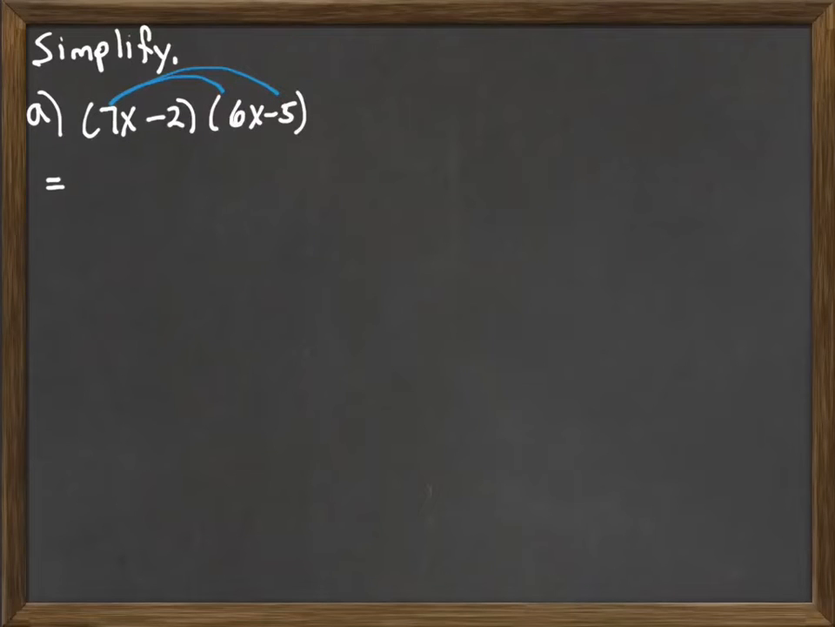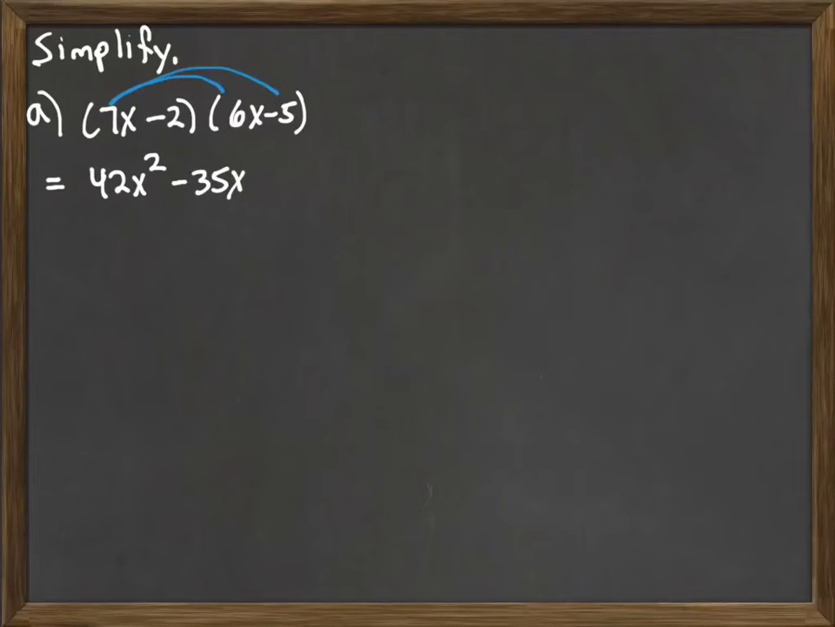So we do that. 7x times 6x will be 42. 7 times 6. X times x will be x squared. And then we move to the 7x times 5. 7 times 5 is 35. And we tack on the x.